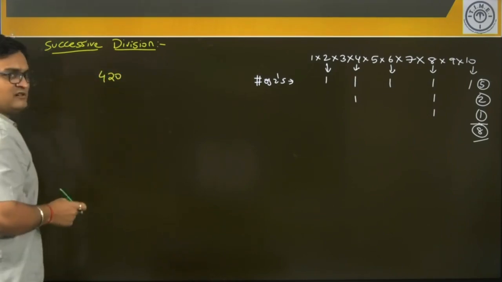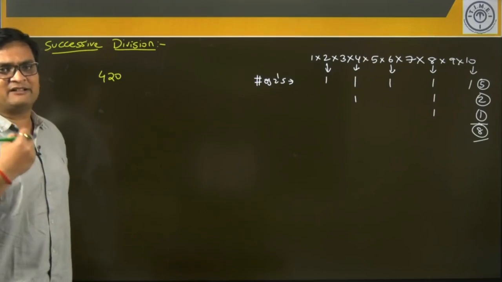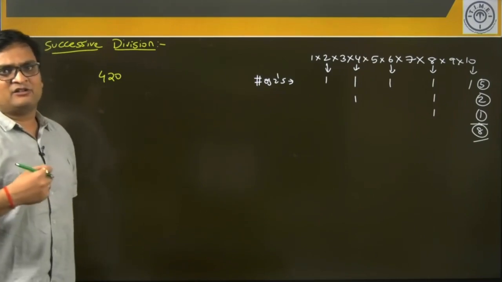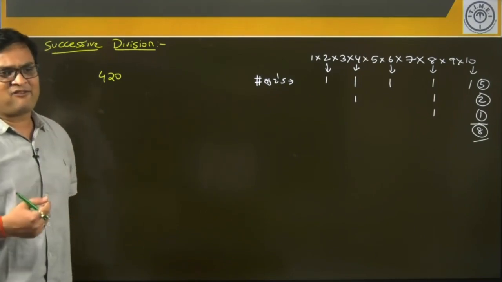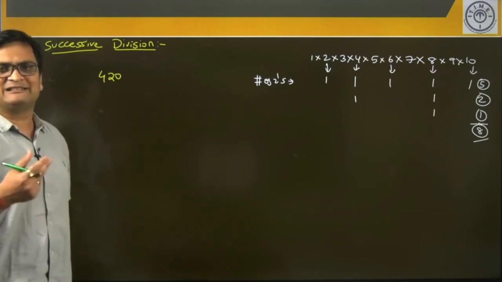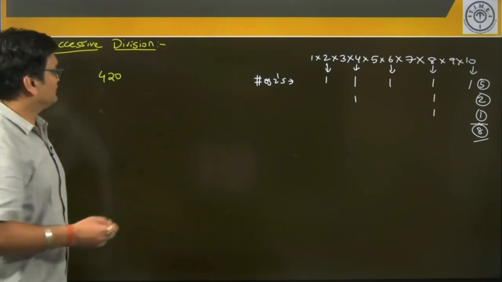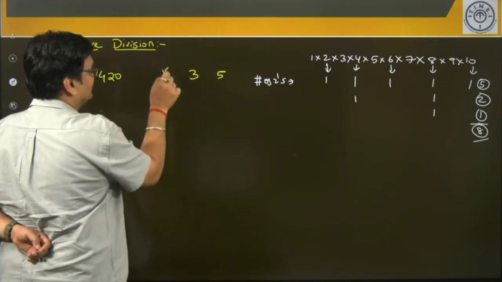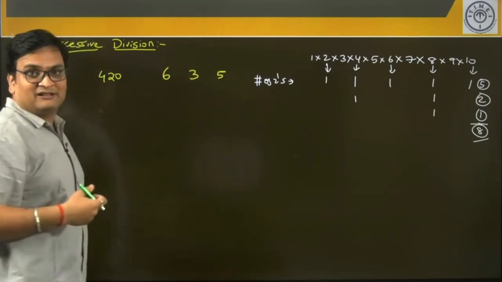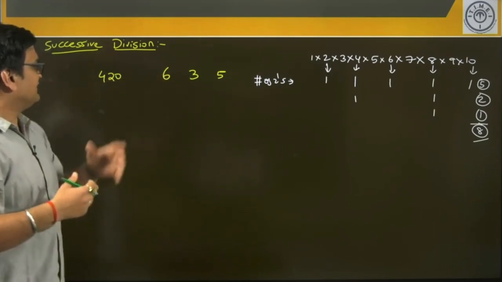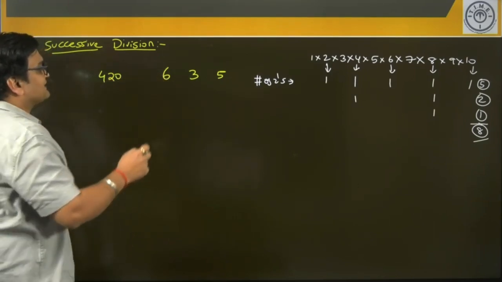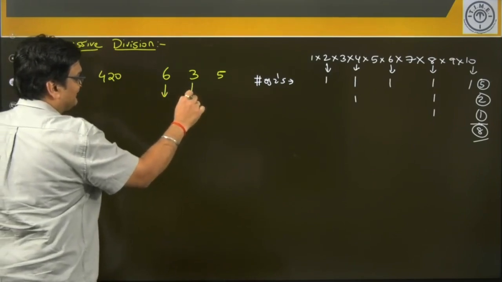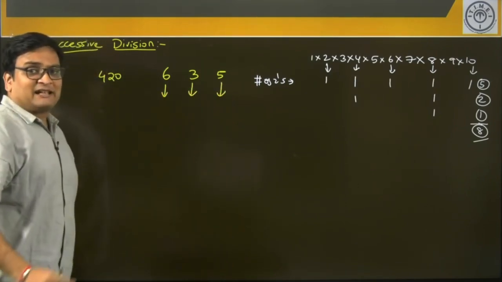Under successive division, what happens is, if you take a number, let's say 420 for example, if you want to successively divide it by, let's say 6, then by a 3, and then maybe by a 5. These are the divisors that we are intending to divide 420 with. What will be the corresponding remainders? Let's check. This is a case of successive division.